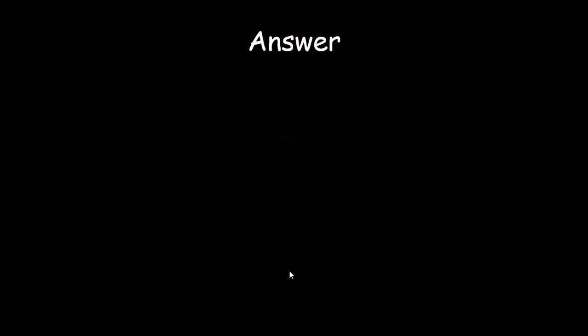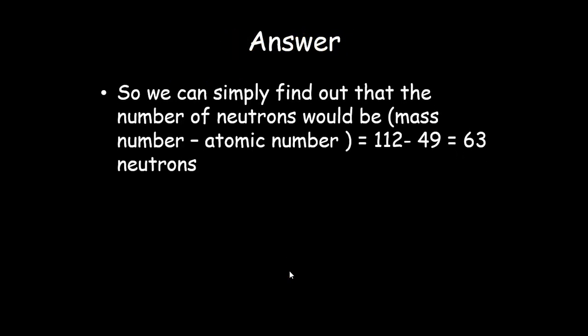Okay, so the answer is, we can simply find out that the number of neutrons would be mass number minus atomic number, which would be 112 minus 49 equals 63 neutrons. Remember that it said a nucleus of the atom, and it didn't mention the electrons. So the answer is D.